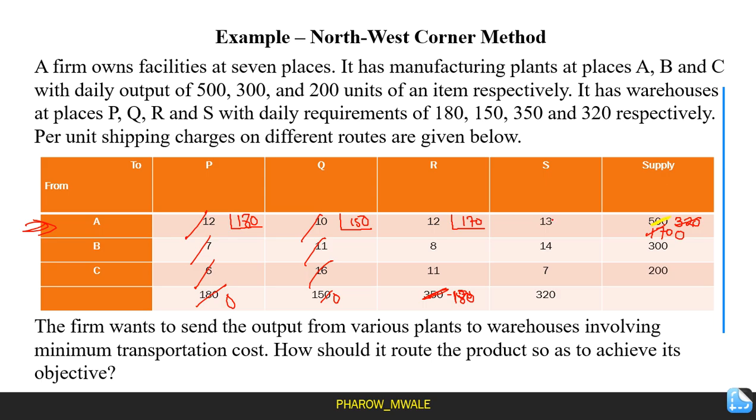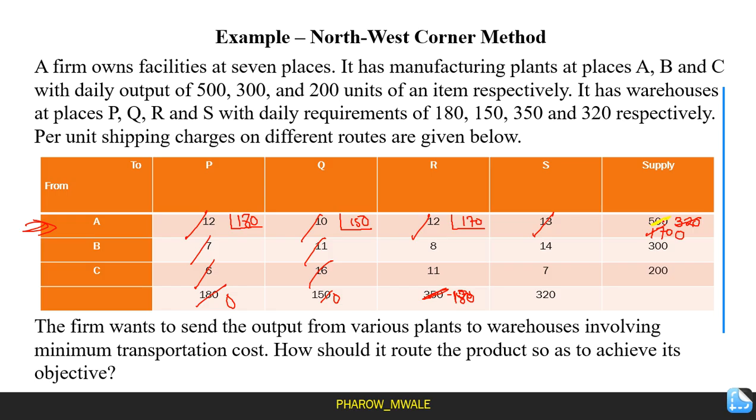Now, since this row has been fulfilled, it has delivered all that it can deliver, we cancel everything remaining there, because plant A cannot deliver anymore, because its delivery requirements are done. It has delivered all that it can deliver.